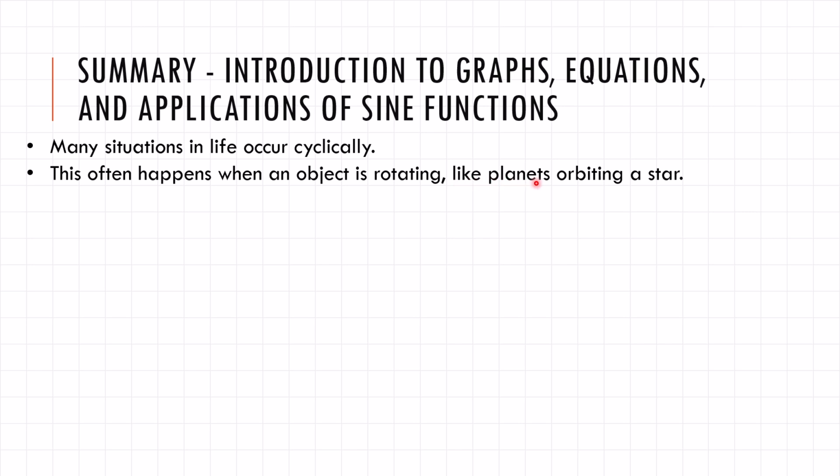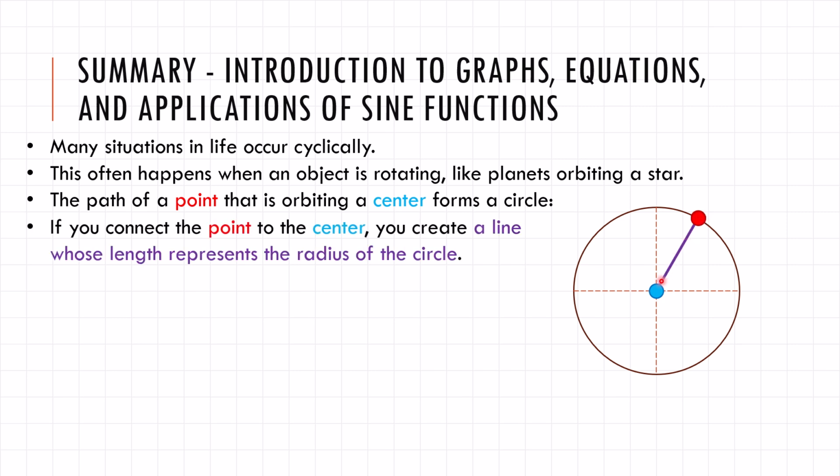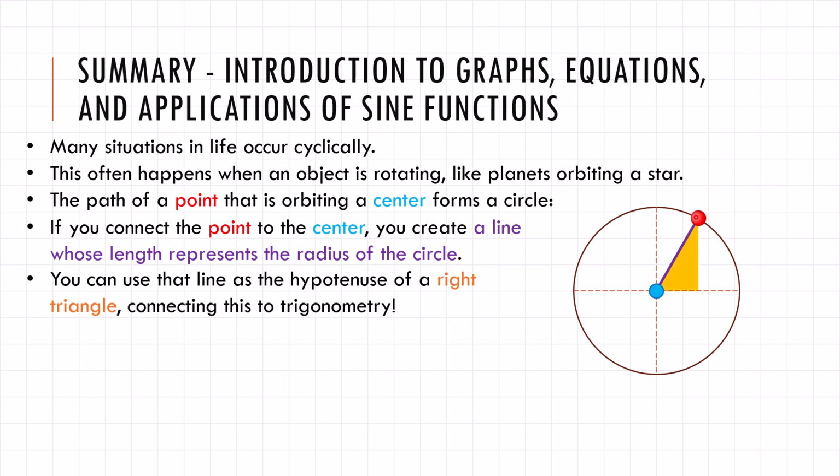It also happens when we look at planets orbiting a star. All of those are objects rotating. Whenever that happens, that creates a cycle. If we take any point and we start to have it rotate around or orbit around a center point, well, the path that that point makes as it's orbiting creates a circle, just like that. And in this unit, what we learned is if we take that point and we connect it with a line to the center of the circle, and we look at that line and say, hey, that's the radius of the circle, we can actually make it the hypotenuse of a right triangle.